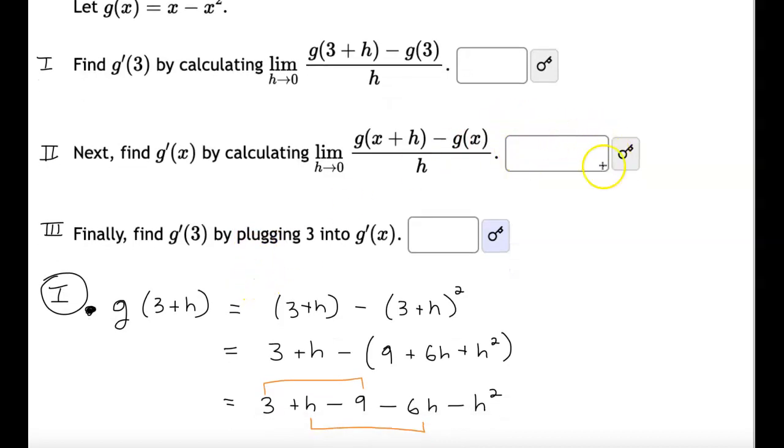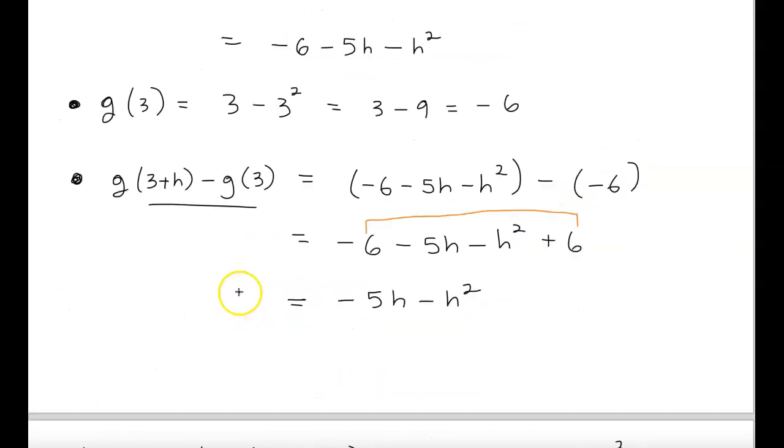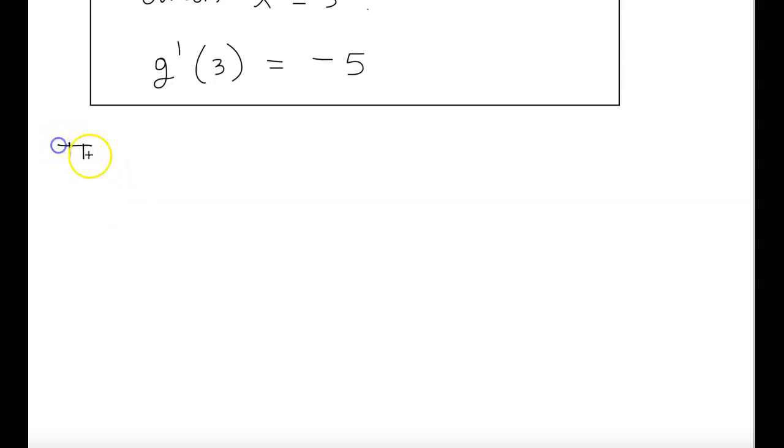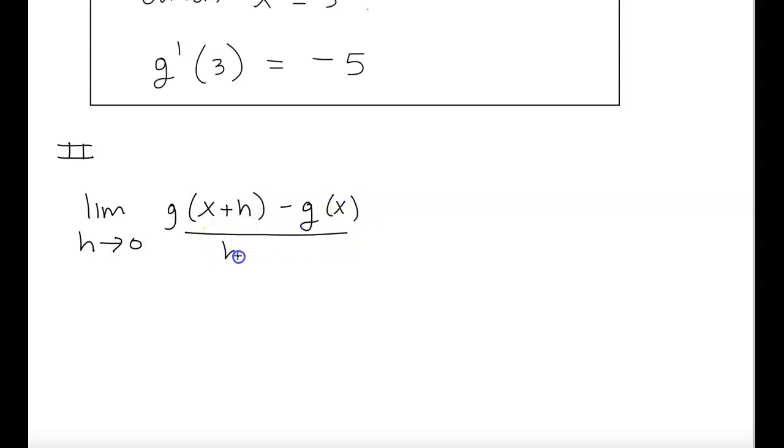Okay, and what will result here is instead, so this is negative 5, right? What will result here, though, will be something with an x in it. It won't be a number. Okay, so let's do part 2 together. All right, so part 2, we're going to take the limit as h goes to 0, right, of g of x plus h minus g of x all over h, right?